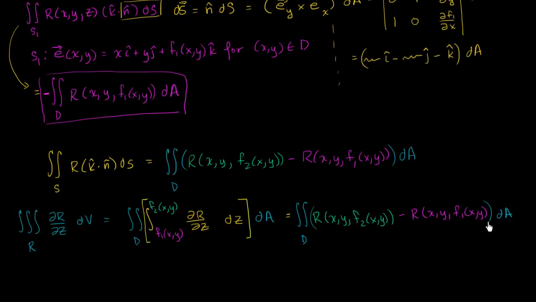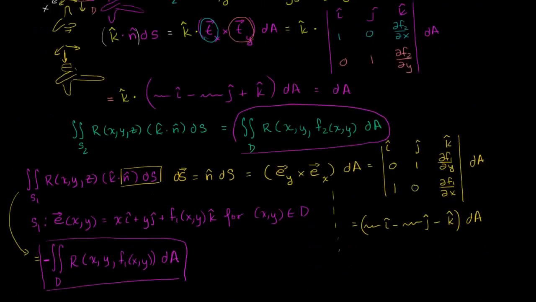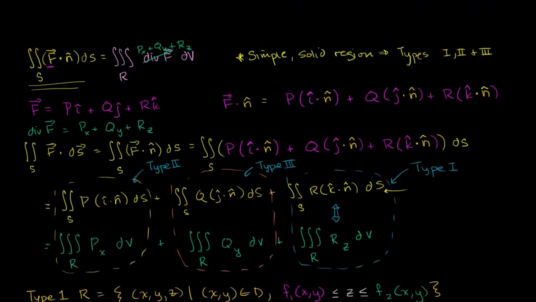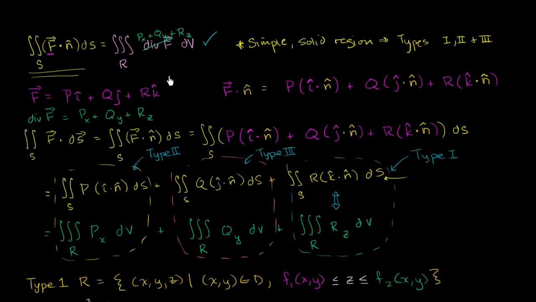Now, this is exactly what we saw in the last video. It is exactly that, which shows that this is exactly this. So when we assumed it was a type 1 region, we got that this is exactly equal to this. You do the exact same argument with the type 2 region to show that this is equal to this, type 3 region to show this is equal to that, and you have your divergence theorem proved. And we can consider ourselves done.